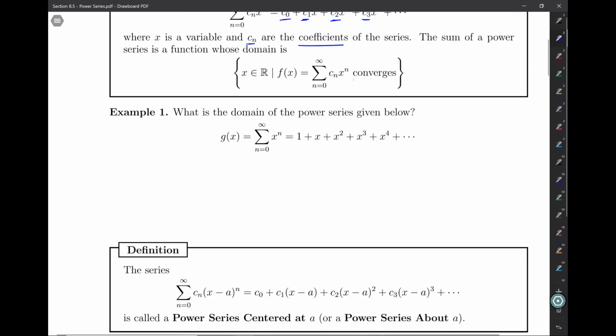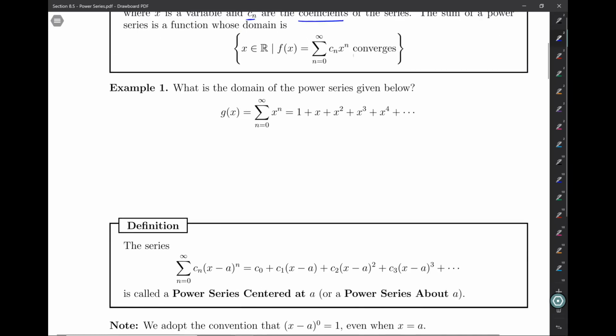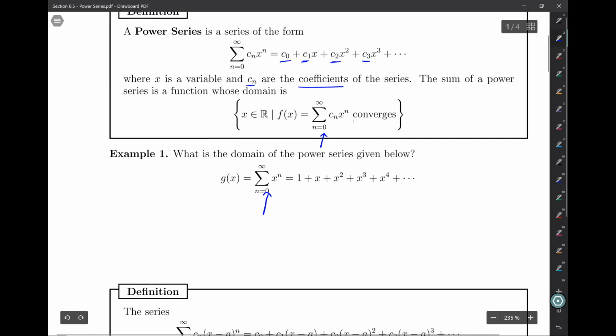Let's start off with a nice and simple power series. Let's look at example 1. What is the domain of the power series given below? The power series for g of x, which is equal to a sum. I want you to pay particular attention to our index. Our index does not actually start at 1 here. Our index did not start at 1 in our definition of a power series. It was starting at 0 in each of these particular cases. And so we're actually going to be looking at a lot of series that now begin at 0.